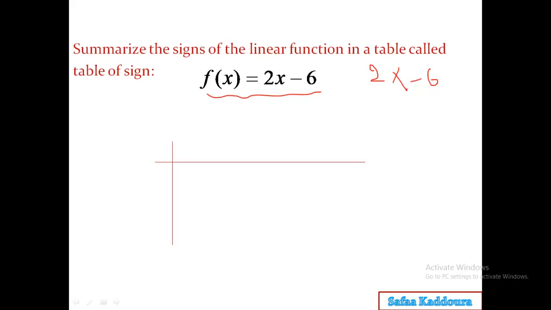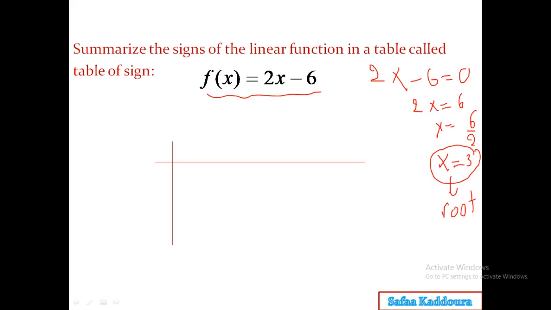So we put 2x minus 6 equal to 0. Then 2x equals 6, x equals 6 over 2. So x equals 3. The first step, we found the root. At x equals 3, 2x minus 6 equals 0, so we called it the root.